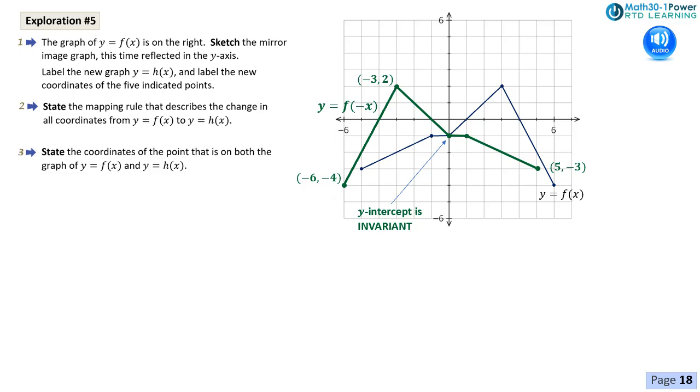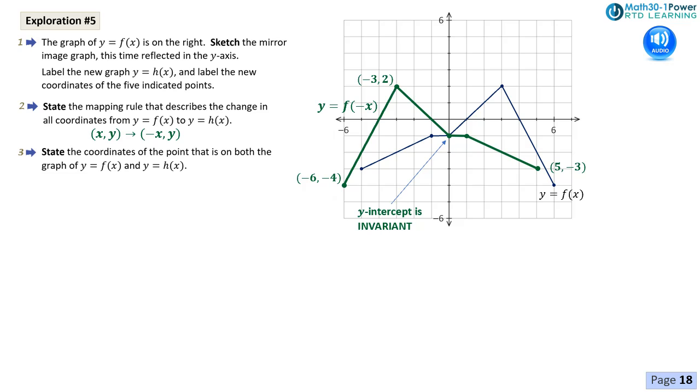Notice that the point that used to be at (-5, -3) is now at (5, -3). The x-coordinate has changed its sign, while the y-coordinate has maintained the same sign. Similarly, the point that was originally at (3, 2) is now at (-3, 2). The point that did not change is our y-intercept because it was located on the y-axis, which is the axis of reflection.